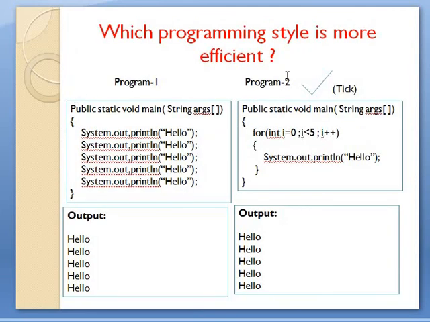Now consider the following two programs, that is program 1 and program 2 in this slide. Both these programs show the same output, that is, they display the word hello 5 times in separate lines. Now which one out of program 1 and program 2 do you think is more efficient? Out of program 1 and program 2, it will be the second one, that is program 2, which is more efficient, and it is shown by a tick symbol.